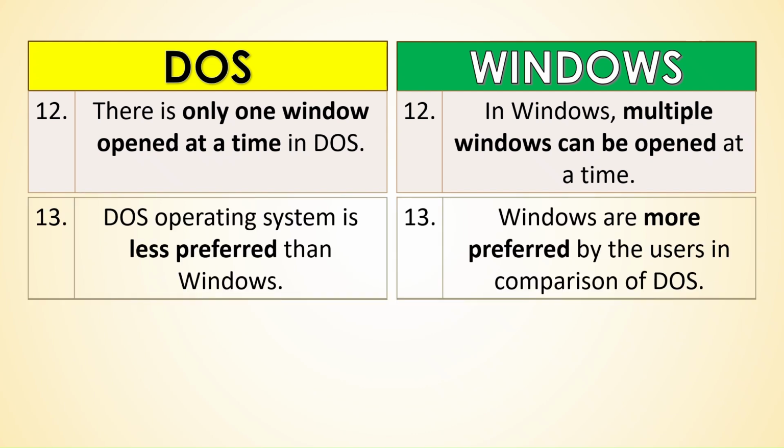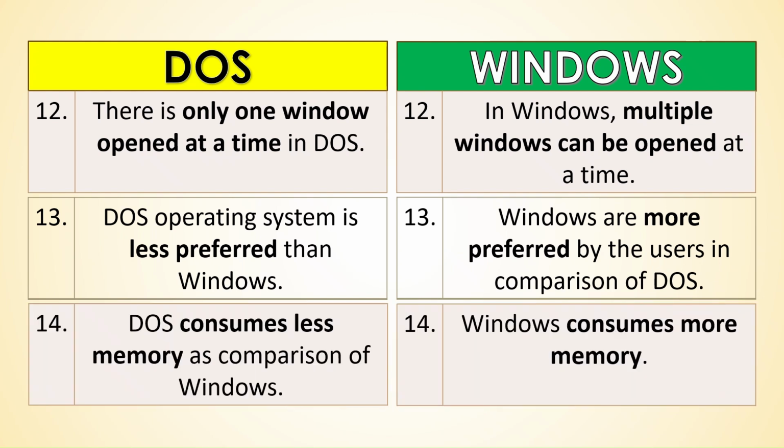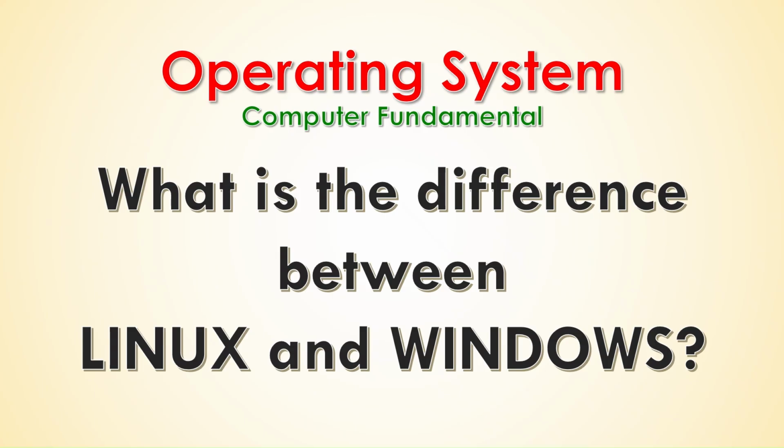DOS operating system is less preferred than Windows. Windows is more preferred by the users in comparison to DOS. DOS consumes less memory in comparison to Windows. Windows consumes more memory. What is the difference between Linux and Windows?